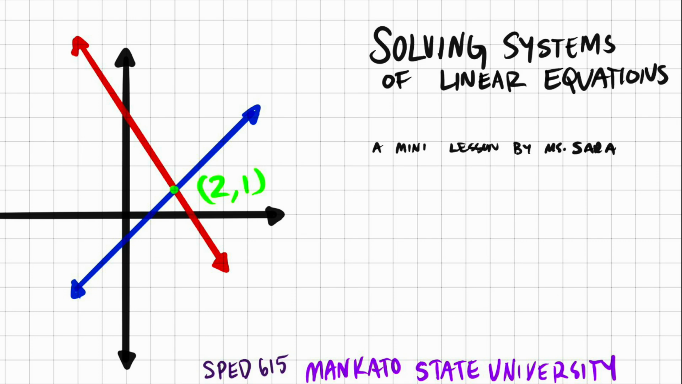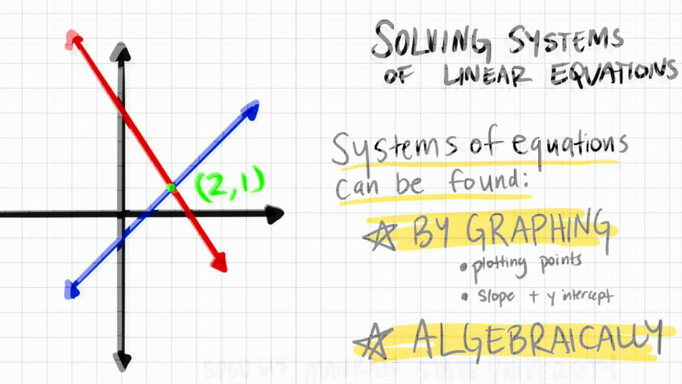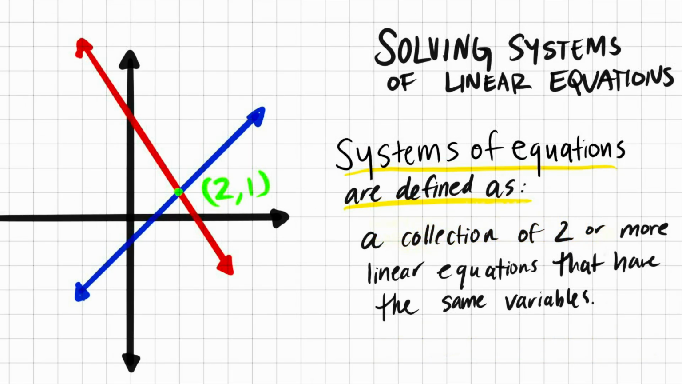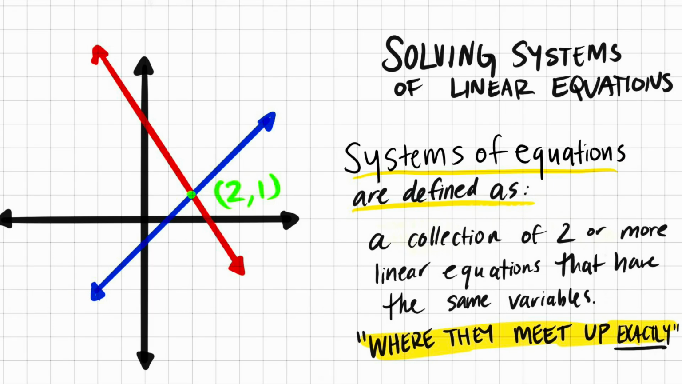Systems of equations can be solved by graphing, and you can either plot points or just use the slope and y-intercept. And the third solution is to solve algebraically. Systems of equations are defined as a collection of two or more linear equations that have the same variables. Basically, I like to think of this as where the two lines meet up and where they intersect. And it's the exact point.